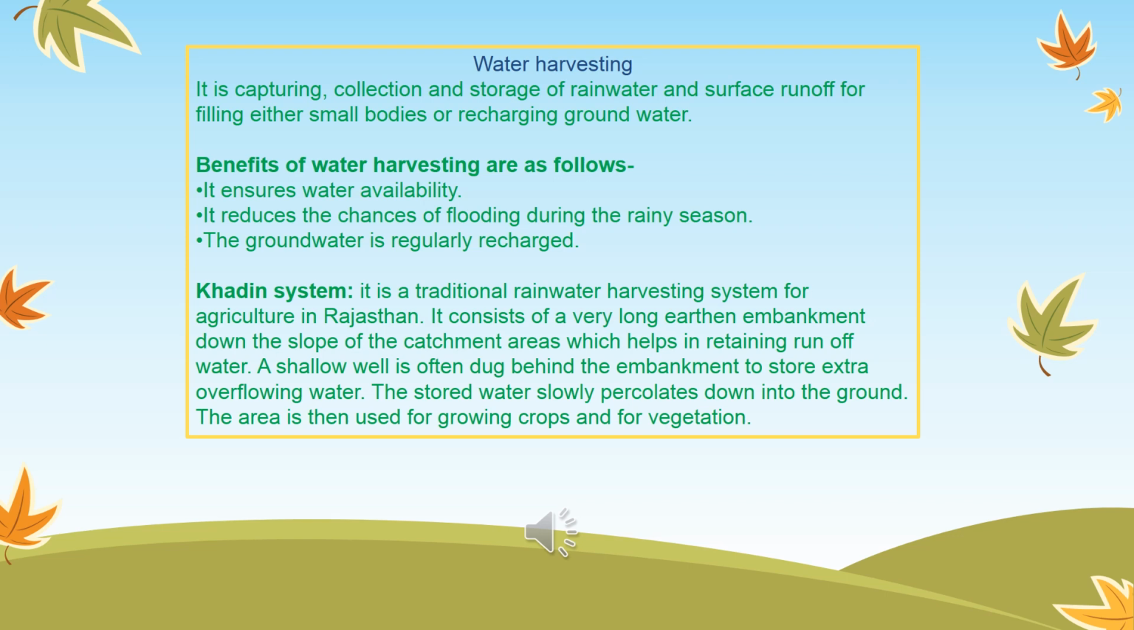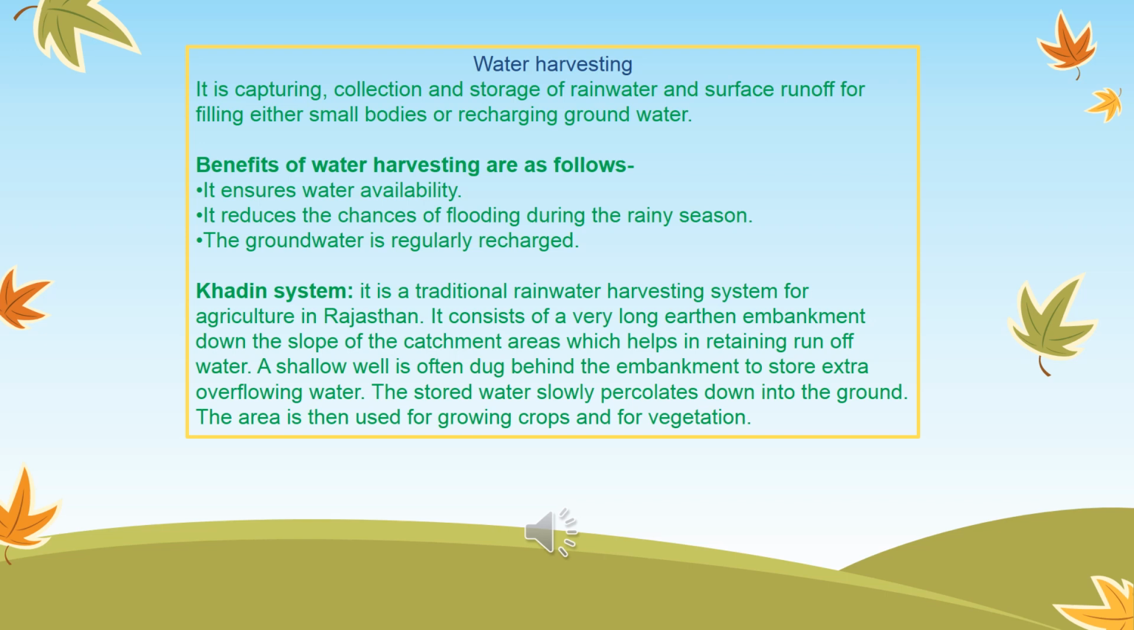The benefits of water harvesting are, it ensures water availability all through the year. It reduces the chances of flooding during the rainy season. The groundwater is regularly recharged. So, one of the ideal systems is the Khadin system. It is a traditional rainwater harvesting method for agriculture in Rajasthan.